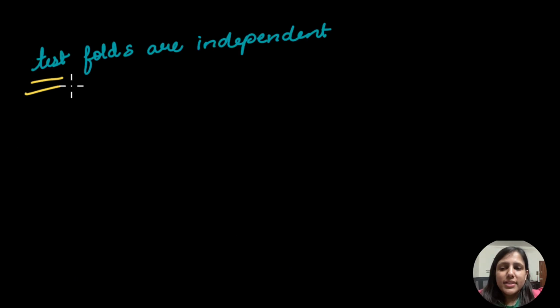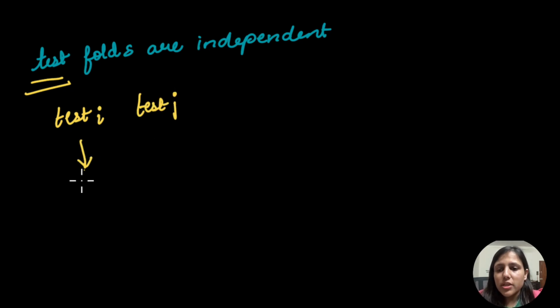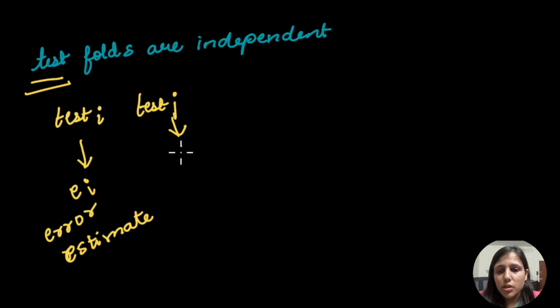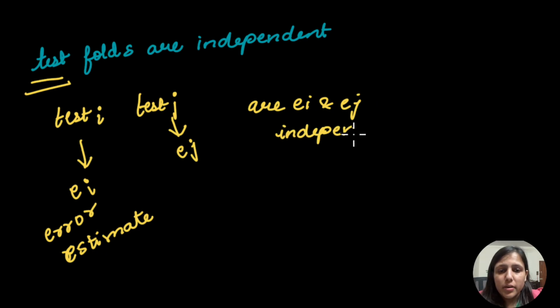So they are saying your test sets are independent. Suppose there are two test sets, test set I and test set J. Each gives an error. This is the error estimate of the ith test fold, and this is the error estimate for the jth test fold, right? So the question they are asking is, are E_I and E_J independent? Okay.